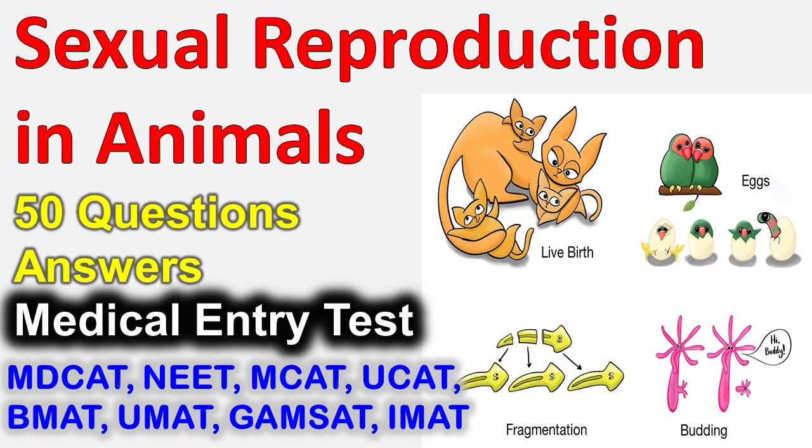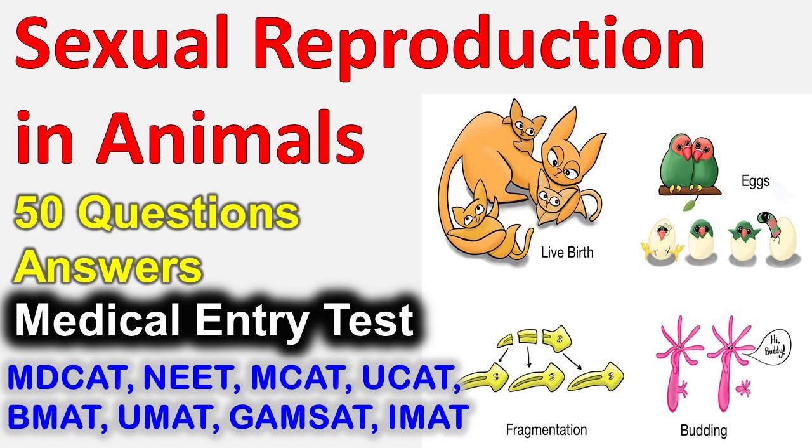When a sperm cell fuses with an egg cell, it's called fertilization. This creates a single cell called a zygote, containing genetic material from both parents. The zygote then develops into an embryo, which grows into a fetus. Finally, the fetus is delivered from the mother's body through birth.